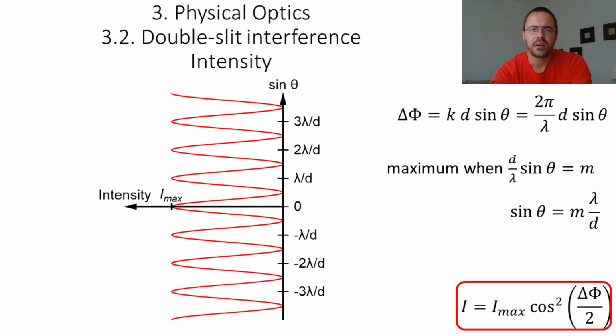And so on the plot of the intensity, we have a maximum for 0, plus or minus lambda over d, plus or minus 2 lambda over d, plus or minus 3 lambda over d, 4 lambda over d, and so on. And this will happen as long as m lambda over d is smaller than 1, right? Because remember, sine theta is between plus or minus 1. So this plot will be useful to solve a lot of problems quickly, so try to remember it.